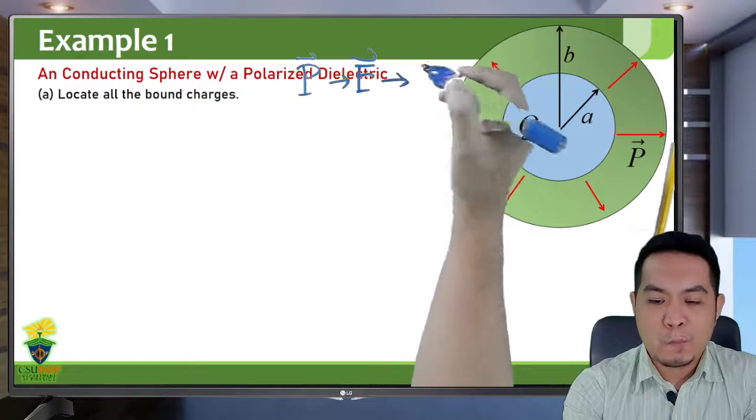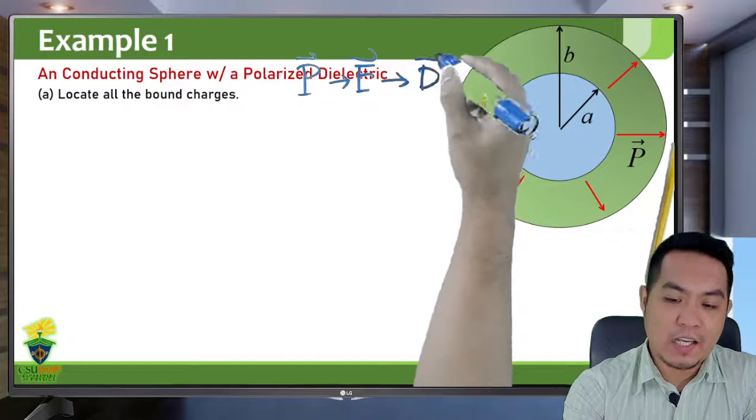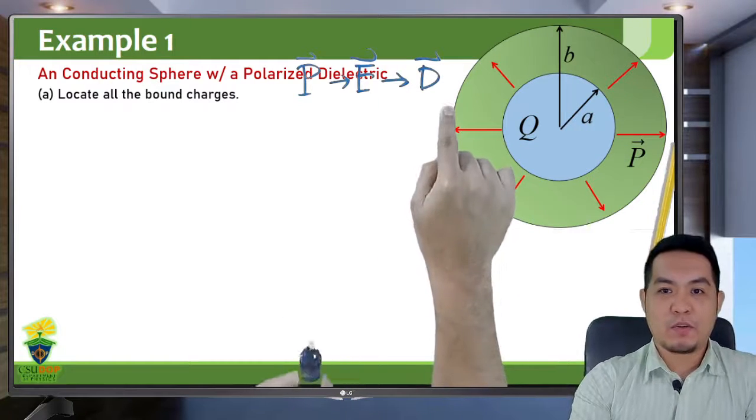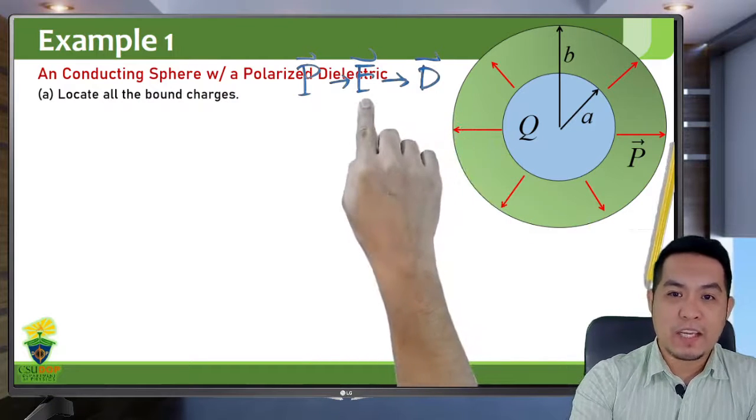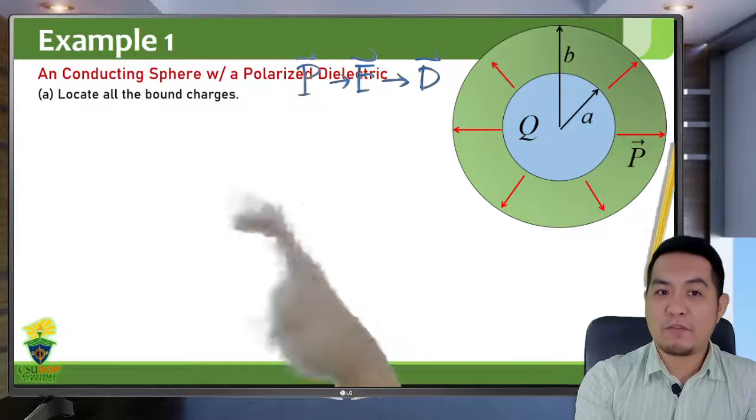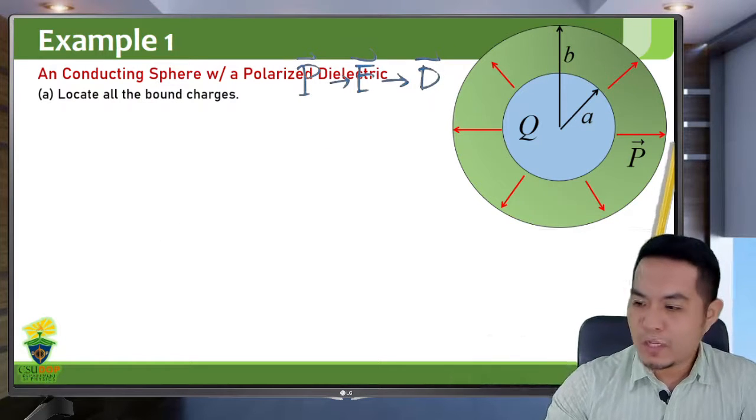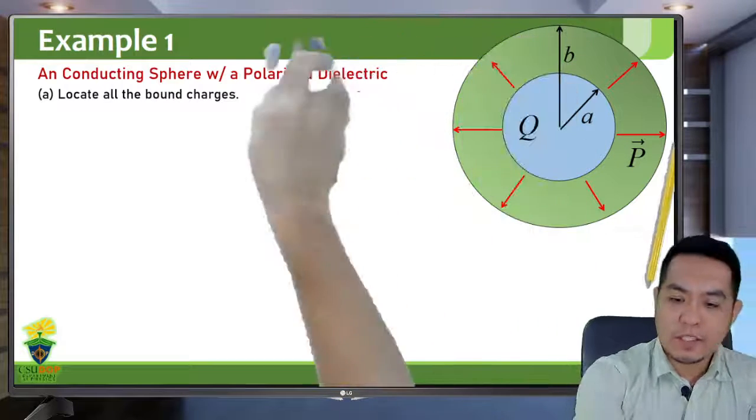Since we are dealing with dielectrics here, it's easier actually to get the electric displacement first. So what we will do here is find the electric displacement first, then find the electric field, then find the polarization, and find the bound charges. Okay, let's start with the Gauss law for dielectrics.